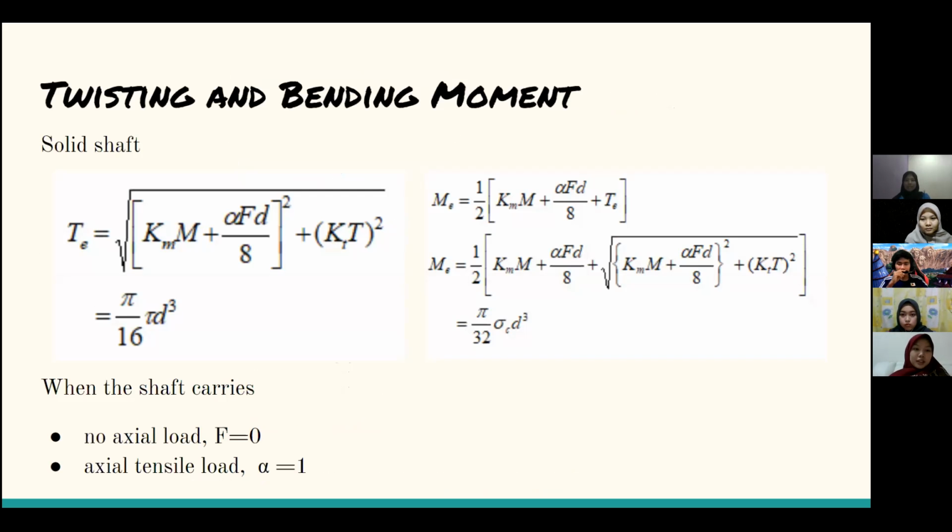So I will explain about the twisting and bending moment. For a solid shaft subjected to fluctuating torsional and bending load along with an axial load, the twisting and bending moment is given by these equations. The twisting moment equals pi over 16 multiplied by shear strength and diameter cube. The bending moment equals pi over 32 sigma b and d cube. If no axial load is applied on the shaft, so F equals 0, or if the shaft has axial tensile load, the column factor will be equal to 1.